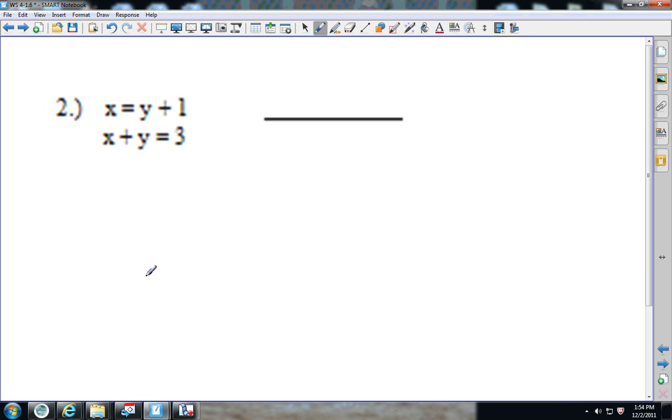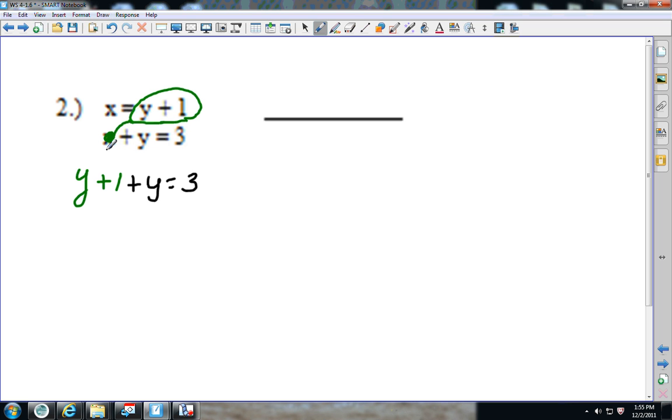Here's the next one. First thing you're going to look at is whether one of these equations is written in x equals or y equals form. Yes, it is. It's in y equals right here. I'm going to substitute, but not for y. That'll be the main mistake, substituting it in the wrong place. So I'm going to take this, and it says x equals, so I'm going to put it in for x. Instead of x, I'm going to put y plus 1, then write the rest of this equation: plus y equals 3.